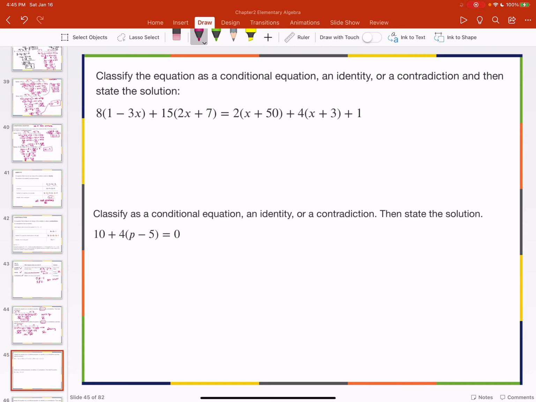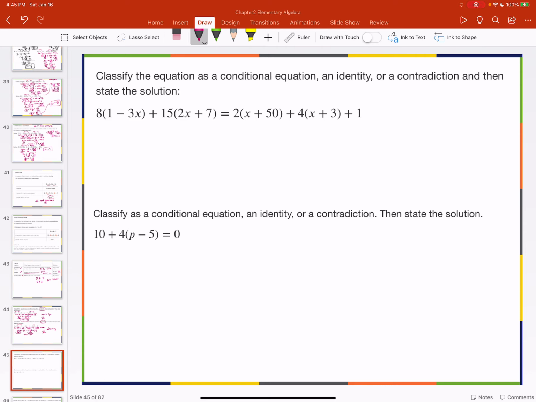Okay, so let's go ahead and group the variables together on the left-hand side. That's going to be 6x, and then the constants, 105 plus 8 is going to be 113, is equal to, and then on the right-hand side, 2x plus 4x is 6x. Okay, so that takes care of that. And then constants, we have 100 plus 12 plus 1. That's going to be 113. So again, this looks like it's an identity situation. So we get 113 is equal to 113. So all real numbers, and this is the identity.